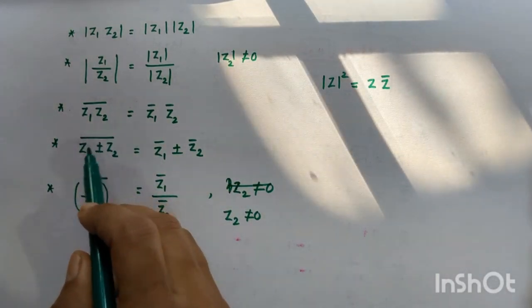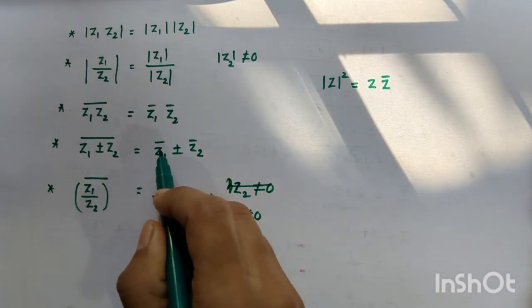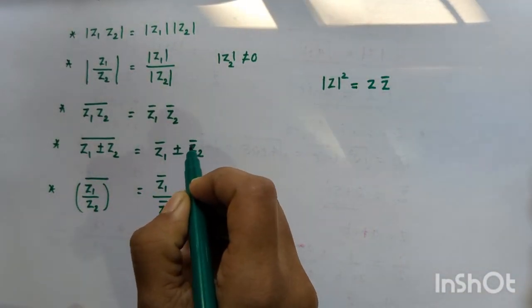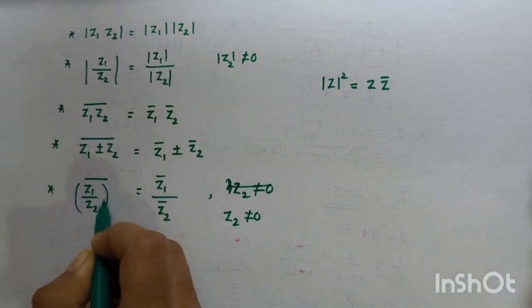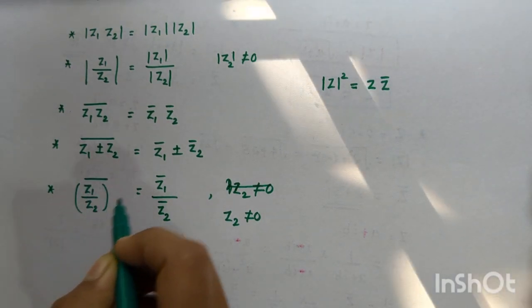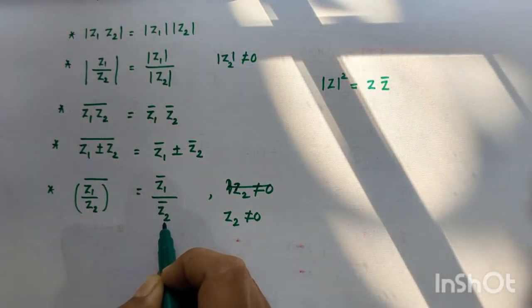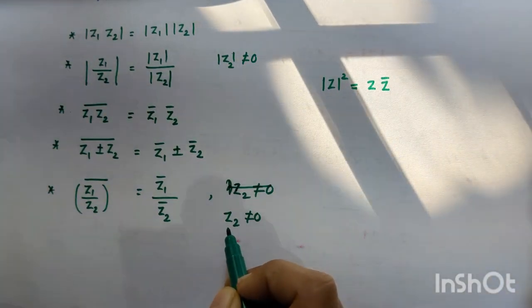Then conjugate of z1 plus or minus z2 is equal to conjugate of z1 plus or minus conjugate of z2. Then the conjugate of z1 divided by z2 is equal to the conjugate of z1 divided by the conjugate of z2, provided z2 is not equal to 0.